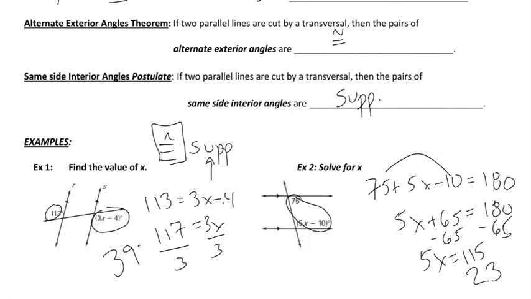So once again, the other types of angles are congruent, and then same side interior angles are supplementary. Ta-da.